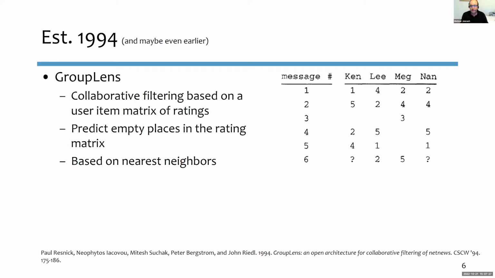You have this matrix of users and items, and technically you predict the empty spaces in the rating matrix. In 1994, the GroupLens system was based on nearest neighbors, user-based nearest neighbors, a very simple technique by then.